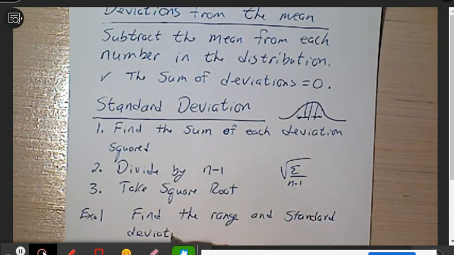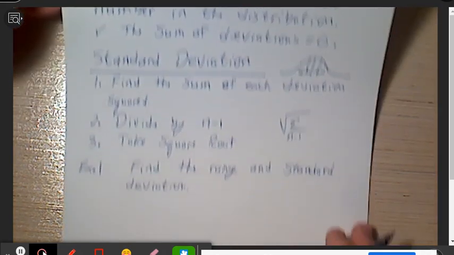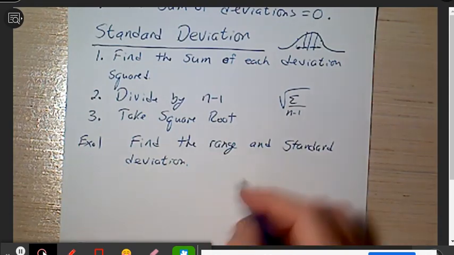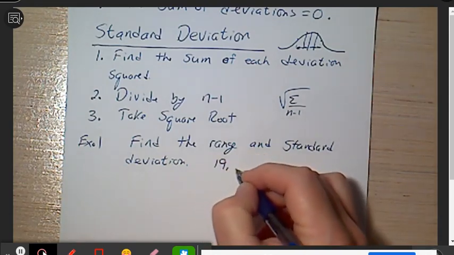Kind of roll in both of these two parts together. This is really the main two things that they have. They talk about the range and the standard deviation. There's another one where they've got a question that spins off of something in the standard deviation, Chebyshev's rule, but we'll get to that in a minute. So we're going to find the range and the standard deviation, and we're going to give you this set of numbers.